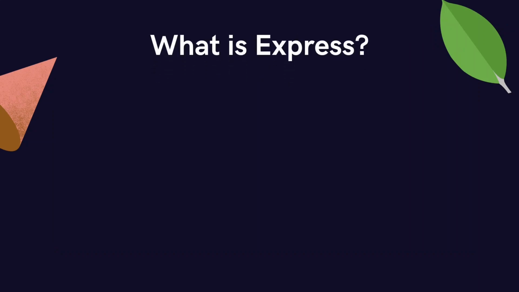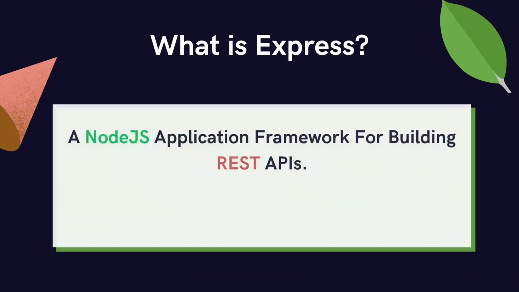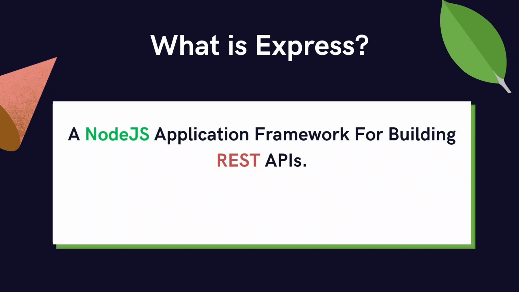Now we will see about Express.js. So what is Express? Express is a Node.js application framework for building REST APIs. It is a Node.js web application framework that provides broad features for building web and mobile applications, and it is used to build single page, multi-page and hybrid web applications. We have the features of routing, and we have the features of creating REST APIs. So Express.js is just a framework for Node.js.